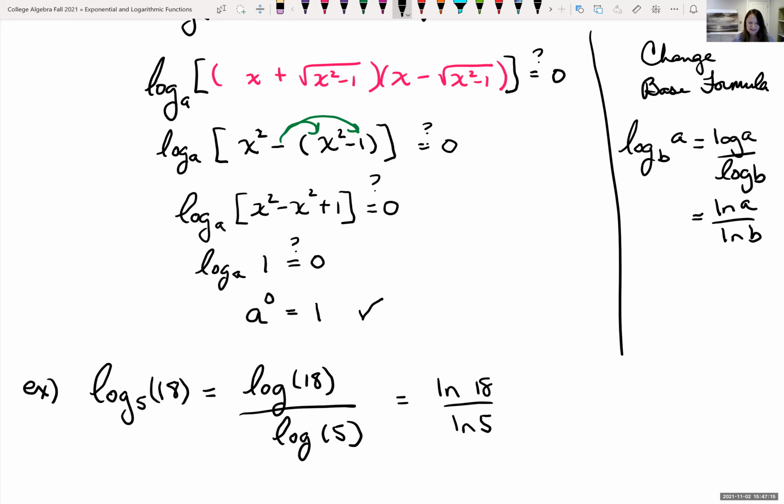So this piece is a calculator exercise. And so you're putting in log of 18, divide that whole thing by log of 5. And it said round to 3 decimal places. So this is approximately 1.7958. So that 8 is going to round that up to a 6. So 1.796.